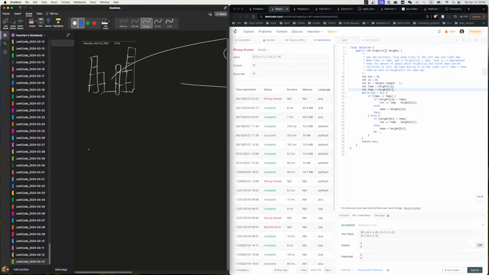Let's try the array 5 5 1 7 1 1 5 2 7 6. So the start is here and here, right? Left is 5 and right is 6. Now to start with, we don't have anything because height low is equal to left max. So now we move forward. Next one, still nothing. Now we move forward. Next one, yeah. So I should just mark this, and then high is here.